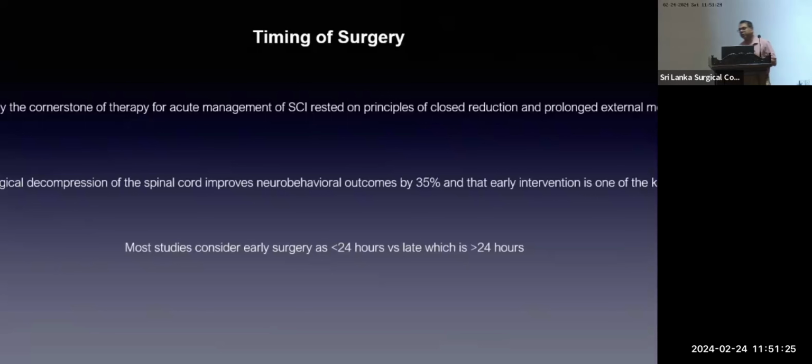Why 24 hours? Why not 8 hours? Why not 12 hours? So 24 hours was taken because of logistics. When a patient comes, it's very difficult to do it immediately. So within 24 hours, you can get the theater ready, get all the implants ready, and roll him into theater. So because of logistics only, they took 24 hours as the minimum. So it has actually nothing to do with the physiology. It's just for logistics.